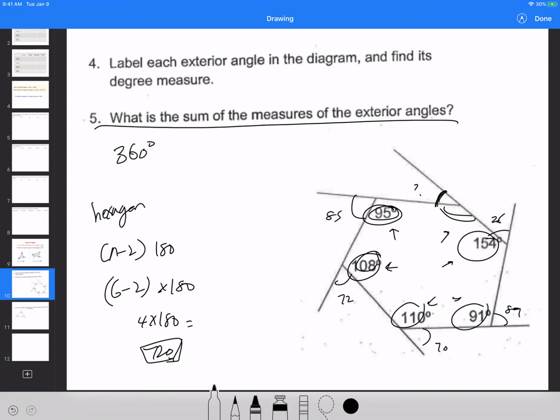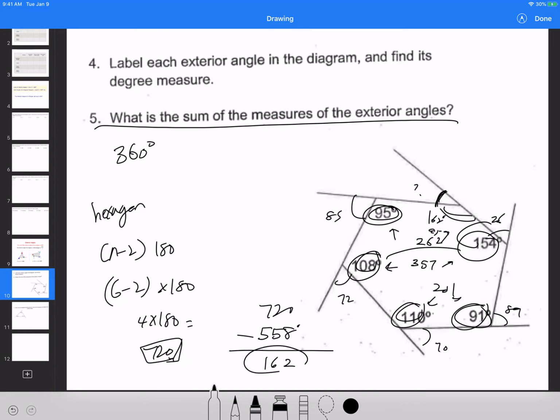Well, if you add all these 5 angles up, that's 201, 262, 357, and that would be 558 degrees in total. And if you do 720 minus that, you will get exactly 162 degrees. And so if this is 162 degrees, that means that its supplementary angle should be 18 degrees, because these are all supplementary, as you can see. Those are all single lines.